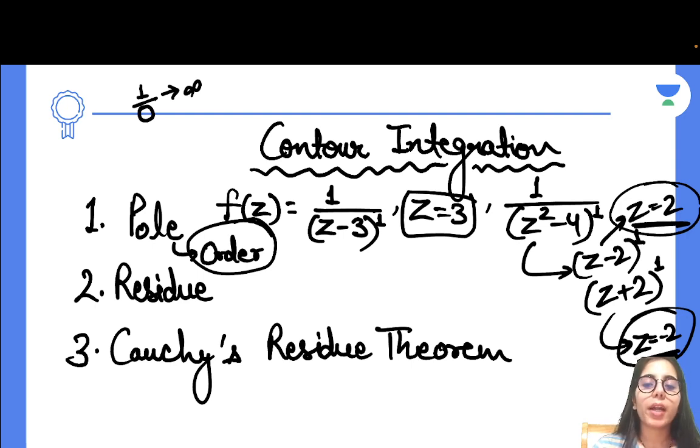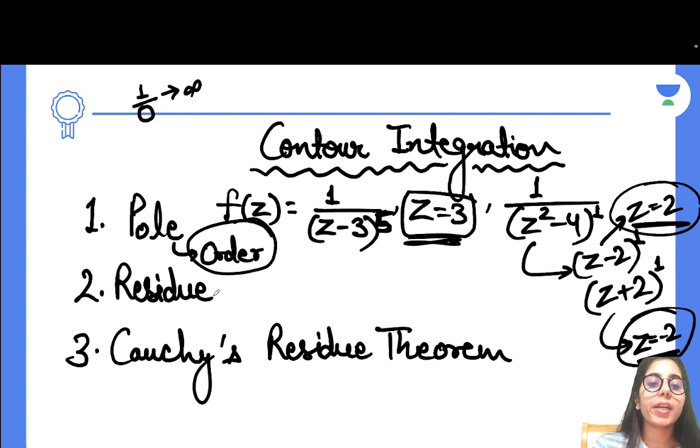Now, once you got it, guys, the next thing is: what is the residue? Okay, one more thing to explain about the order. For example, here the power given to you is 5. So what is the order of the z is equal to 3 pole here? That will be 5. So we had an order 5 pole, right?